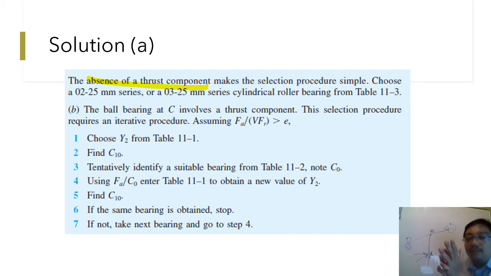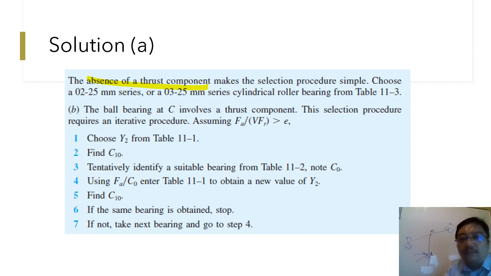That clamping force, the moment that it hits the tire, it has the thrust load. This is the nearest example that you can imagine for thrust load. Okay, so choose 02 series or 03 series cylindrical roller bearing. Taper is from table 11.3. We will see table 11.3 in the next slide.